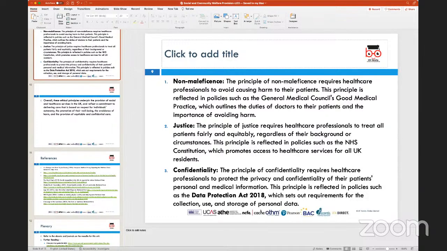Now, the third point that we need to look at is non-maleficence. When we talk about beneficence, we are looking at the act of kindness, justice. But when we talk about non-maleficence, we are basically referring to the obligation of the doctor or the person involved in providing the treatment to ensure that they are not going to put the patient in harm's way.